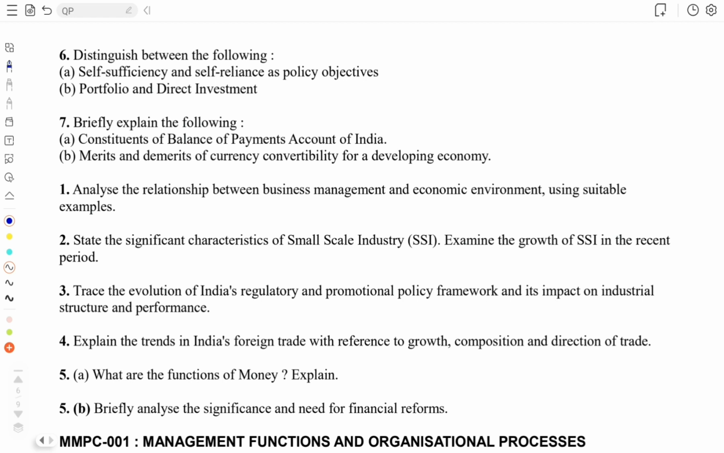The next question is, analyze the relationship between business management and economic environment using suitable examples. I think we have already discussed the economic environment and business management. Okay, state the significant characteristics of small scale industry. Examine the growth of SSI in recent periods. So again, SSI characteristics: single ownership, management with the owner, labor intensive, it is flexible, it has limited reach, local resource utilization, all those things you can write down.